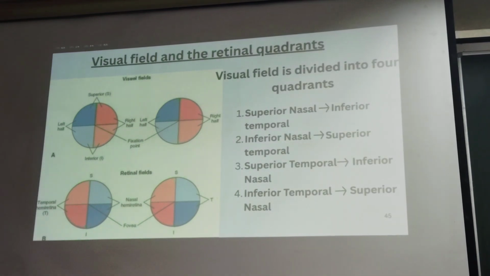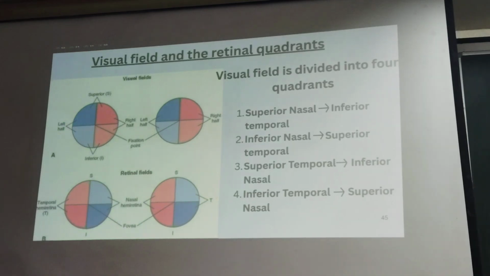And here we will be perceiving the inferior nasal part, inferior temporal part. So this is how we interpret. What we can actually observe here is that the image that we are perceiving on the retina is completely opposite of what we actually see. That is basically, it is perceived completely opposite.